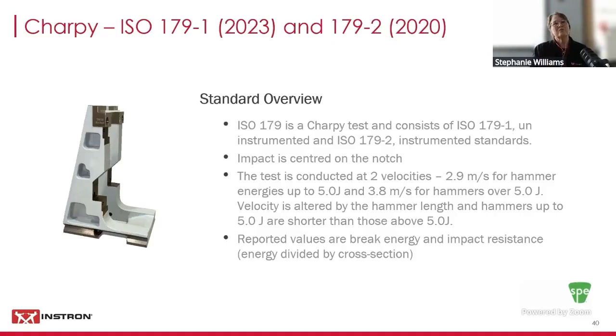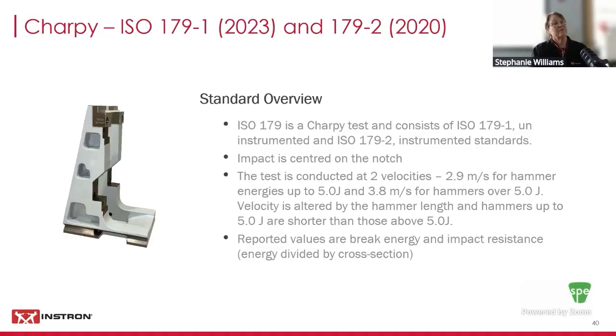Differences between the 2 standards: ISO 179 parses much finer what energy any sample can take away from the hammer. So they end up having 2 test velocities. They break it down as if you're using a hammer from half a joule to 5 joules, you'll have a lower velocity at 2.9 meters a second. If you're going above 5 joules and up, so say 7.5 up to 50 joules, it will be a higher velocity, at 3.8 meters a second. Again, the reported values are the break energy and impact resistance.